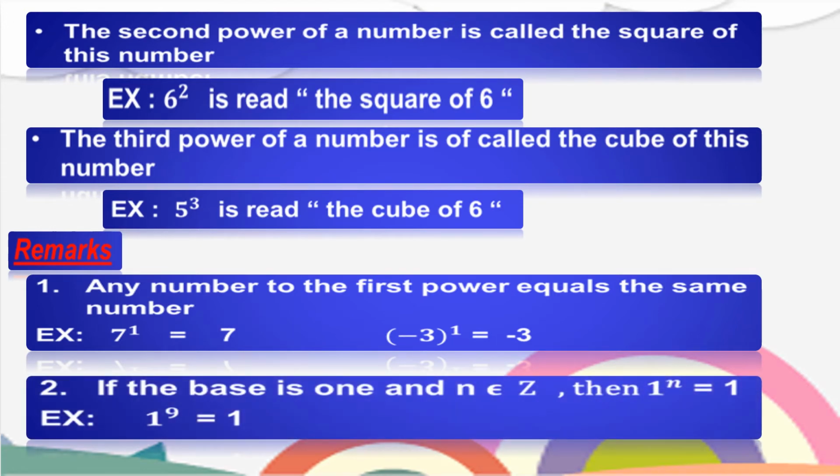Number 2. If the base is 1 and n belongs to Z, then 1 to the power n equals 1. As an example, 1 to the power 9 equals 1, 1 to the power 10 equals 1, 1 to the power 100 equals 1, 1 to the power million equals 1, because this is repeated multiplication of 1: 1 times 1 times 1 times 1. The answer will always be 1.